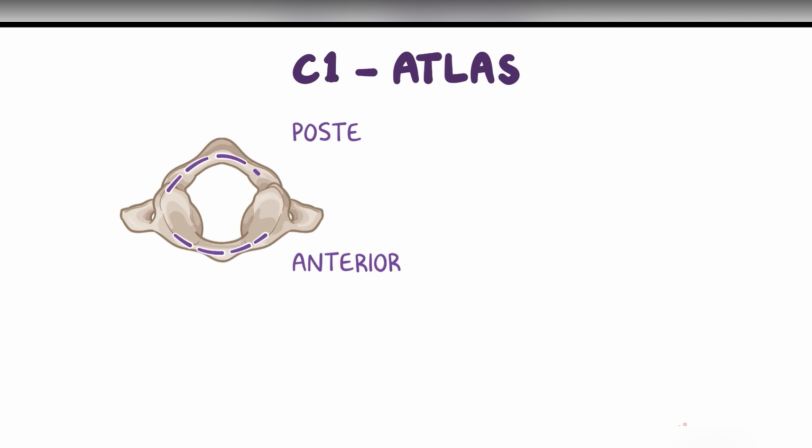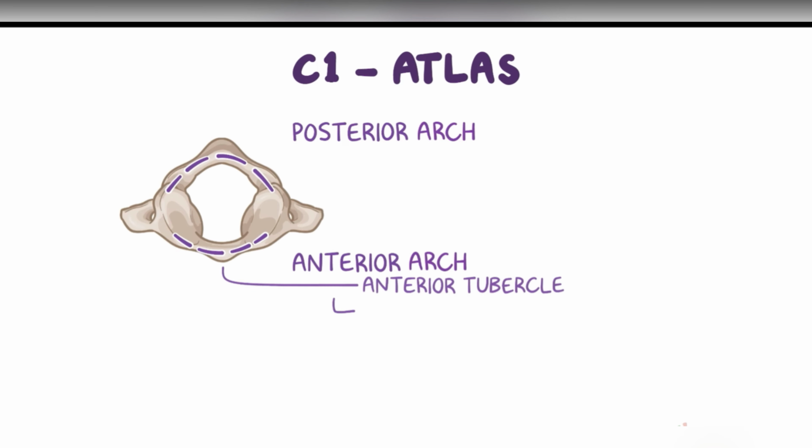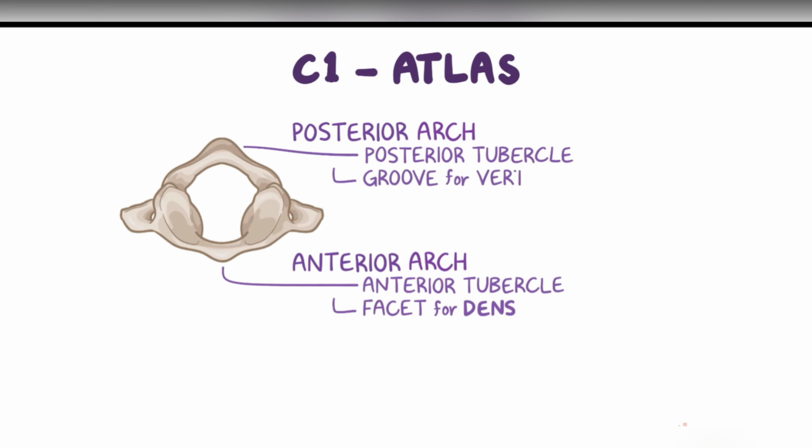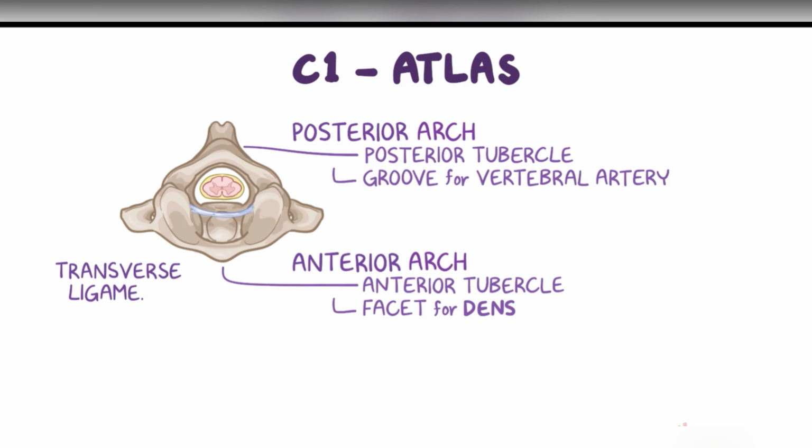The anterior and posterior arches extend between the lateral masses and form a complete ring. The anterior arch has an anterior tubercle and a facet for the dens, and the posterior arch has a posterior tubercle and a groove for the vertebral artery. On the anterior arch, there's a tubercle for the transverse ligament. The transverse ligament extends from one lateral mass to the other lateral mass on the atlas, passing between the spinal cord and the dens, which is a part of the C2 vertebra.